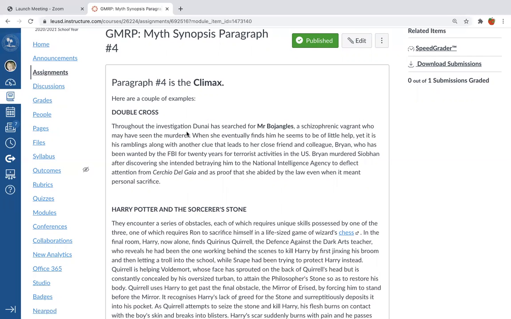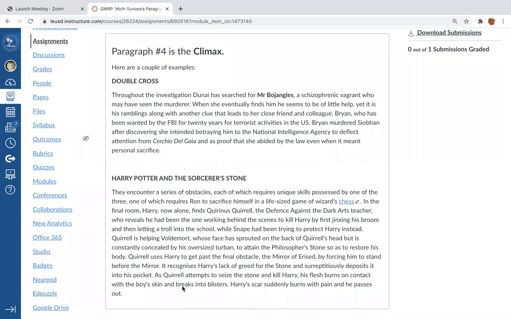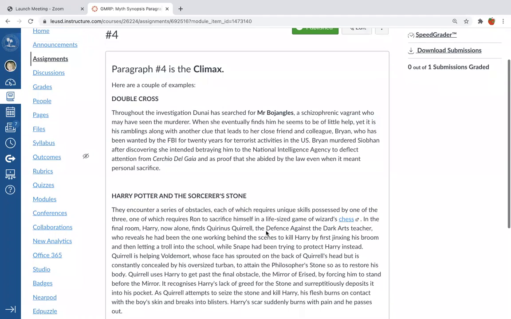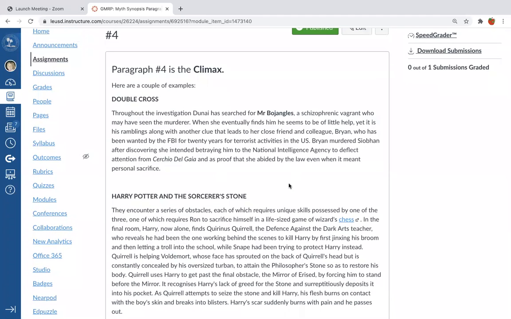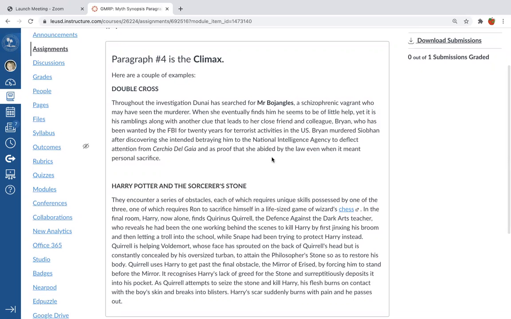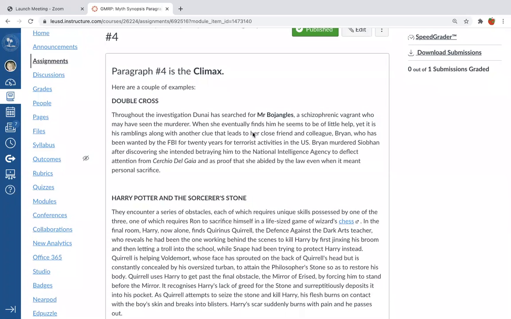Again, this Harry Potter one I put in because I just wanted you to have a good example of something that you may already know about. So have some background knowledge about it. But the Double Cross one is actually a better version because it doesn't have to be super long. Again, just 3 to 5 sentences is perfectly fine for this. Okay.